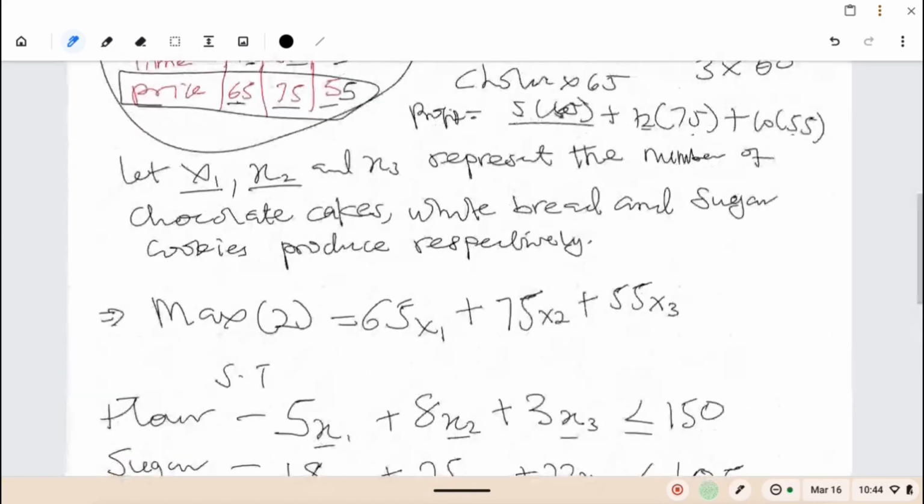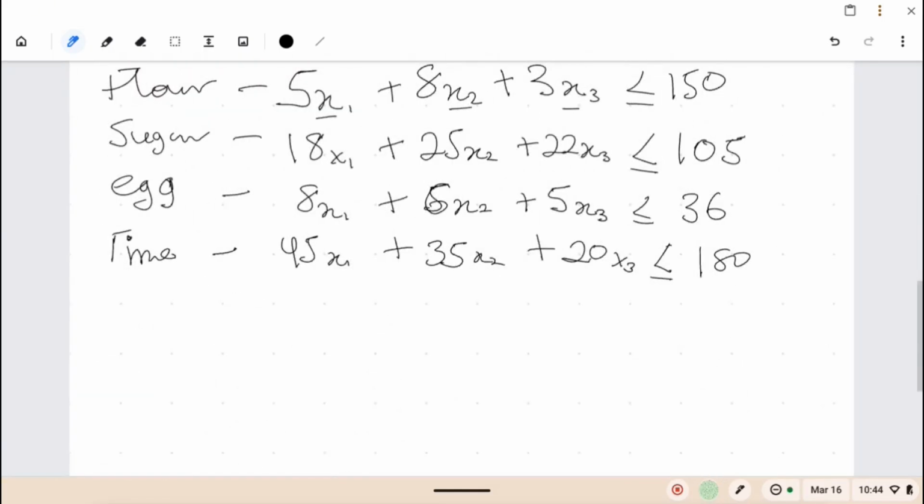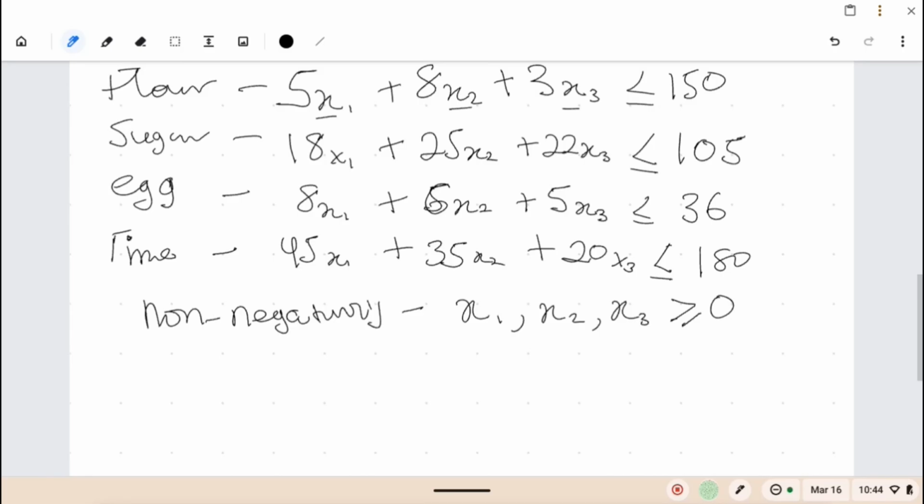So what you have to write is our non-negativity constraint. What we are saying is that our variables x1, x2, and x3 should be greater than or equal to 0, which means we can't have negative. Our x can't be negative. It's either we produce or we don't produce at all, right? And if you don't produce, it's not negative.